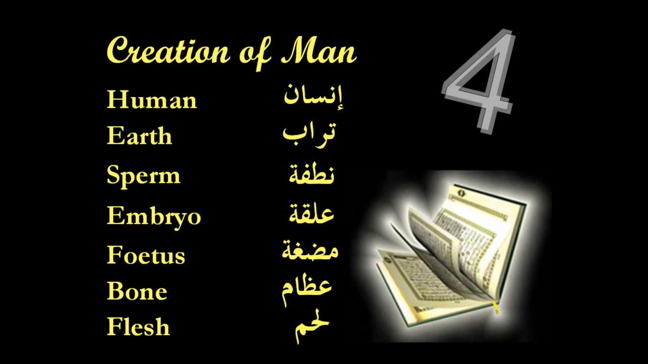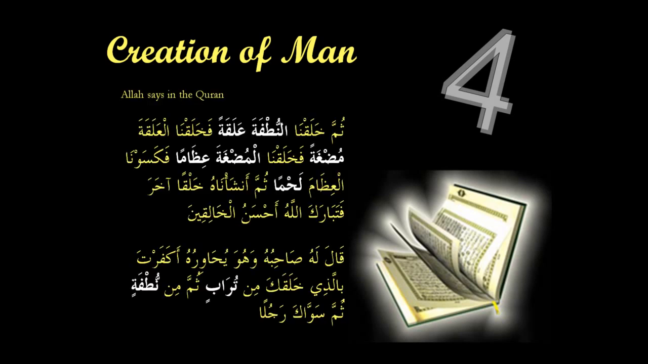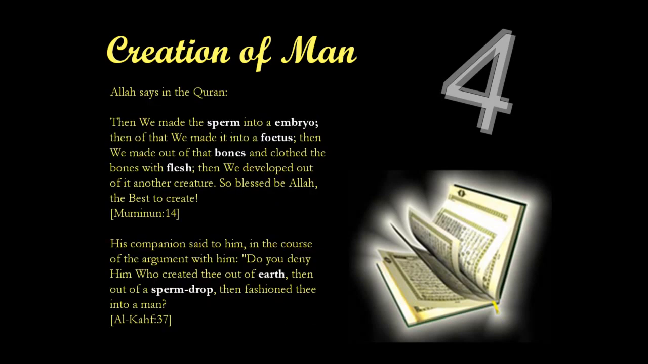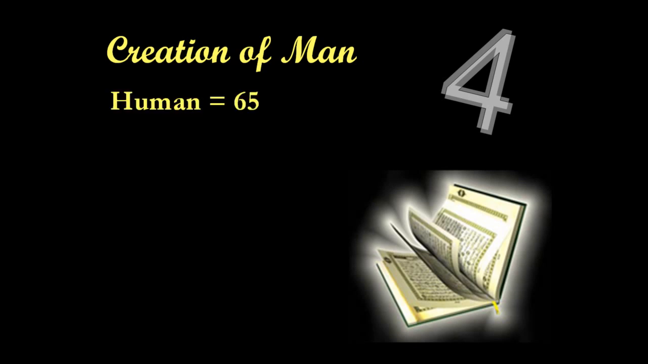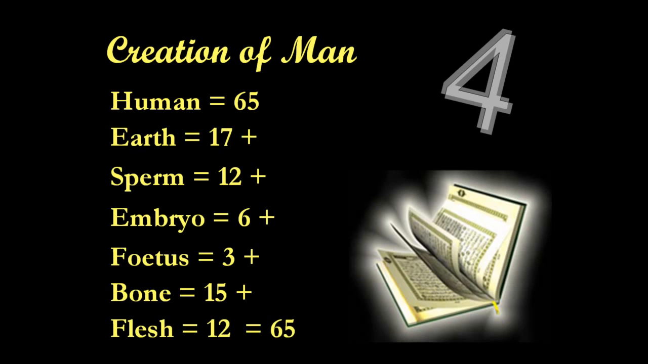And also if you search for human, insan, and you search for all of the component parts as described in the Quran, as mentioned in these 2 verses in the Quran, you can see that the human occurs 65 times, and all of the component parts, if added up together, total up to 65. Again, this is something that can be retested.